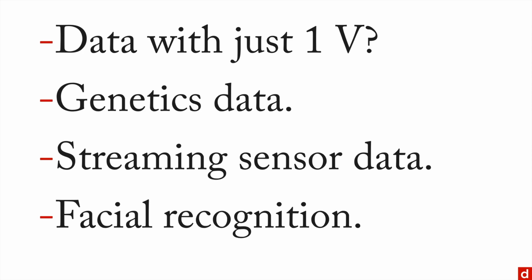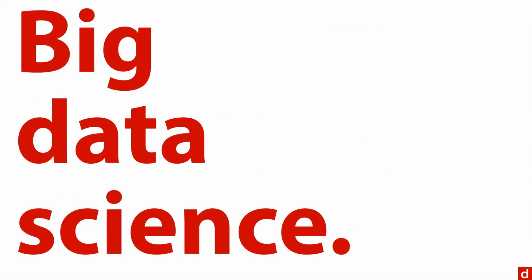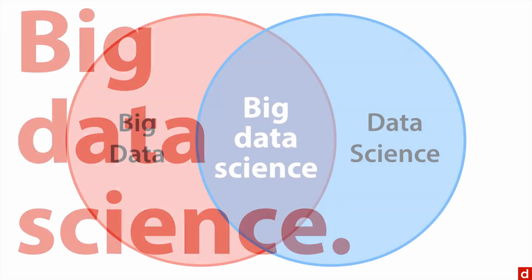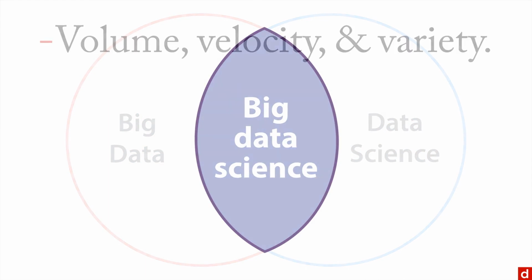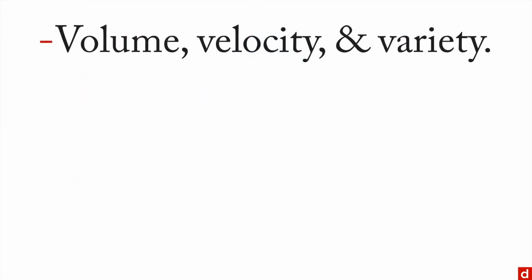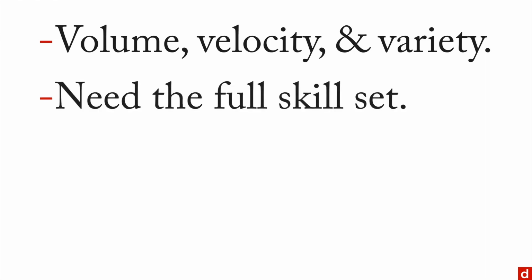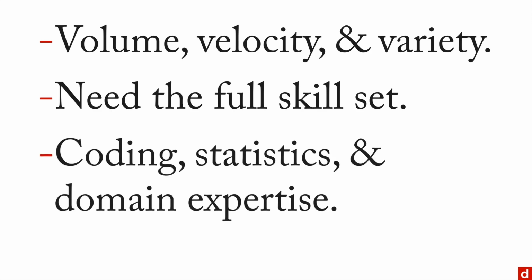Now, if you want to combine the two, we can talk about big data science. And in that case, we're looking right here at the middle. This is a situation where you have volume and velocity and variety in your data. And truthfully, if you have the 3 of those, you are going to need the full data science skill set. You're going to need coding and statistics and math, and you're going to have domain expertise, primarily because of the variety you're dealing with. But taken all together, you do have to have all of it.